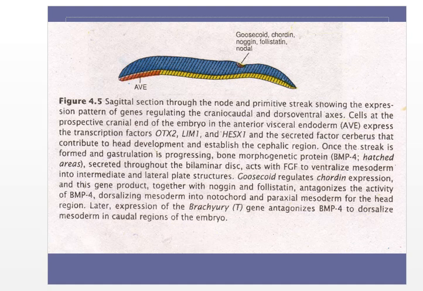Now I want to talk about the body axis formation during embryonic development. We have three axes in our body: the cephalocaudal or anterior-posterior axis, the dorsal and ventral axis, and the right and left axis. The first axis that is formed before gastrulation is the cephalocaudal, or anterior and posterior, axis.